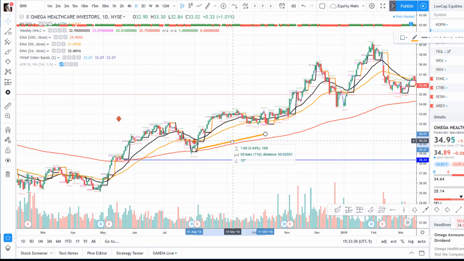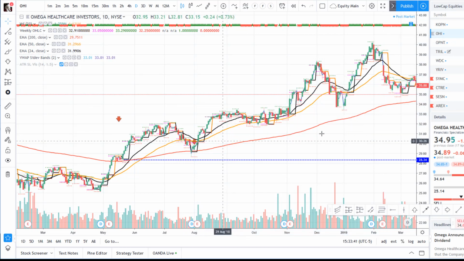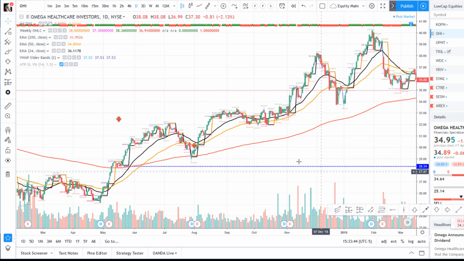I just took an exit on April 1st on 70% of my position when this broke down, and kept about 30%. Let's walk through exactly why I made this decision.